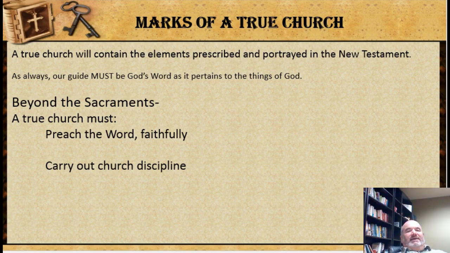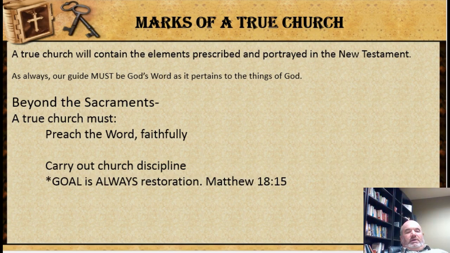Let me say it again. I cannot overemphasize that with church discipline, the goal is always restoration, winning over a brother, as Christ has put it. So we see the faithful and regular preaching of the word. We talk about carrying out church discipline. And did I mention the goal is always restoration? Making sure you get the point there.